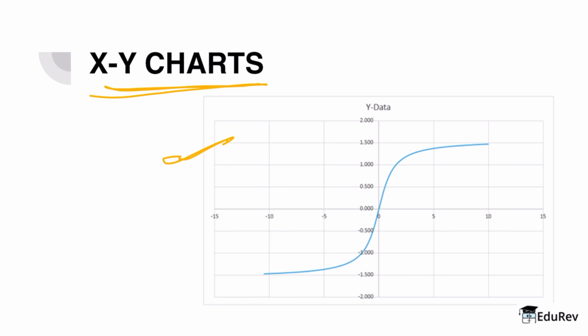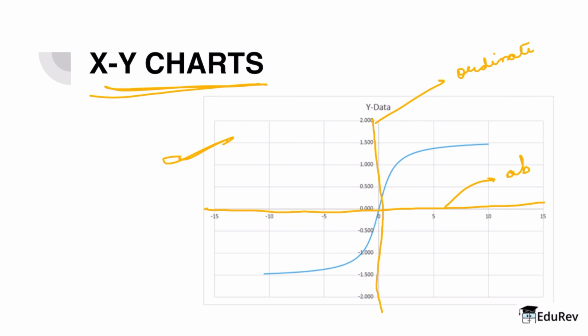So basically, how does an XY chart look? This is how it looks. This is your y-axis, and this is your x-axis. The y-axis is also known as the ordinate, and x is called the abscissa. This is your 0, which is also called the origin. Now this is your x-axis.